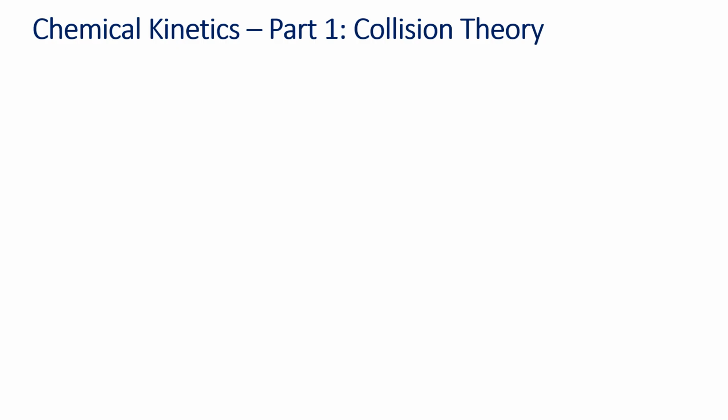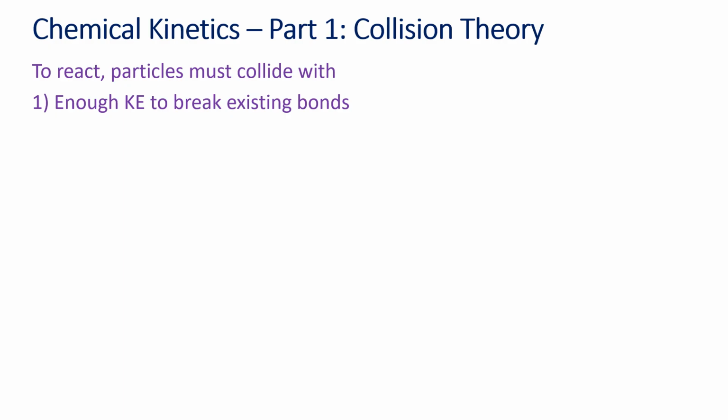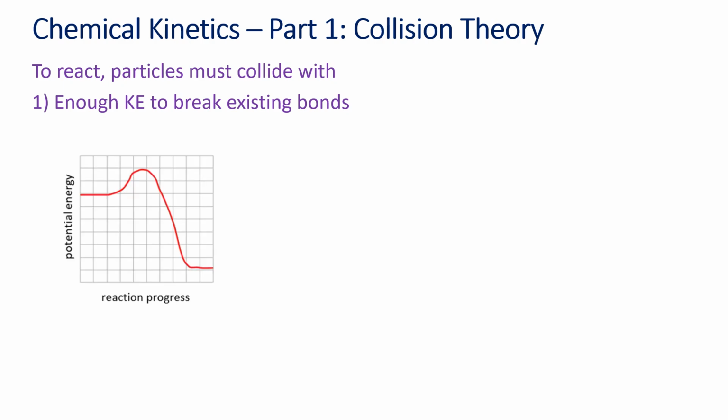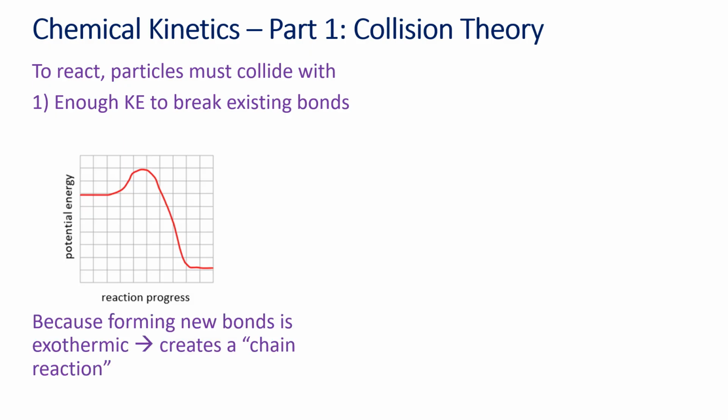So it's all summarized by something called collision theory, which says that if particles are going to react, they have to collide, first of all, moving fast enough, meaning having enough kinetic energy to break the bonds that are already there. And we've talked about that in the last unit. We know that to break existing bonds takes a certain input of energy. So we have to go uphill in our potential energy diagram until all those existing bonds are broken. Now, once they are broken, then we can start to form new bonds, which of course is exothermic.